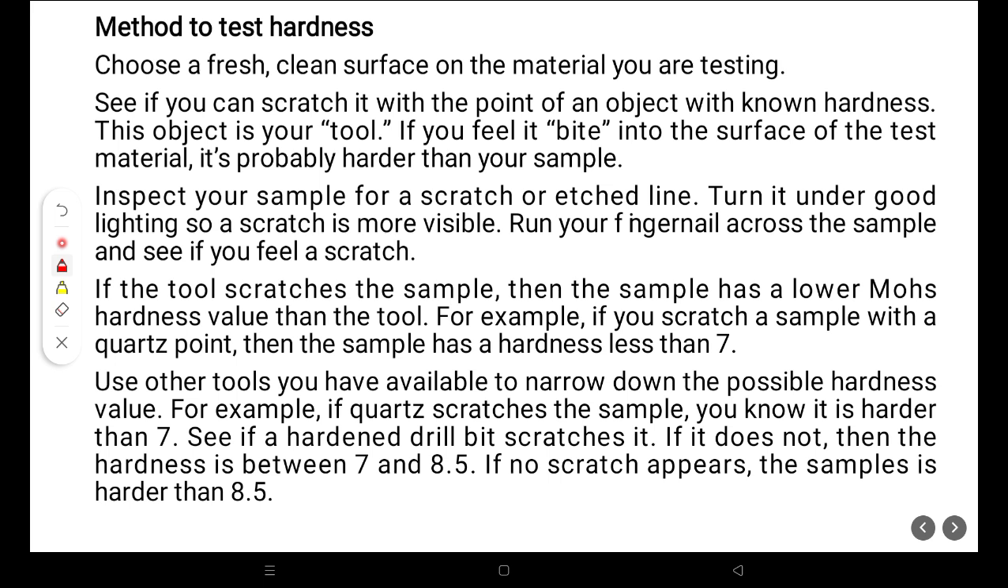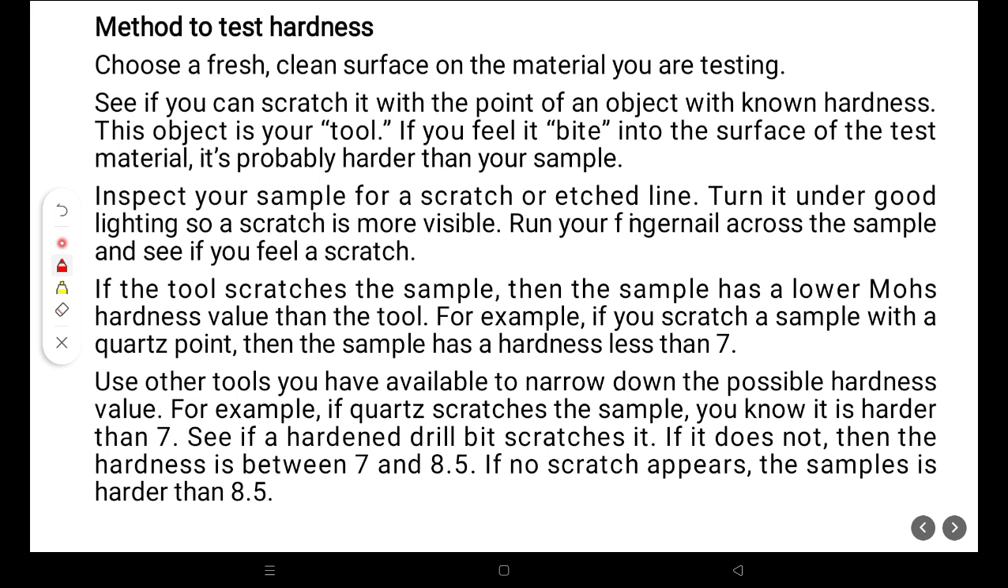Then after scratching, you just check with visible light whether the scratch is visible or not. If the tool scratches the sample, then the sample has lower Mohs hardness than the tool, and vice versa. Suppose a sample is scratched by a quartz point, then the sample has less hardness than 7. So this is the test we can say.